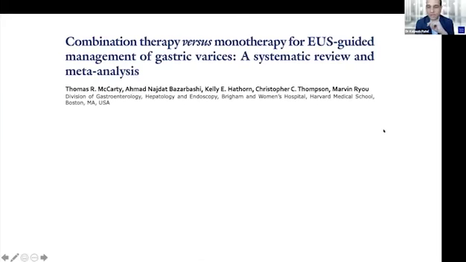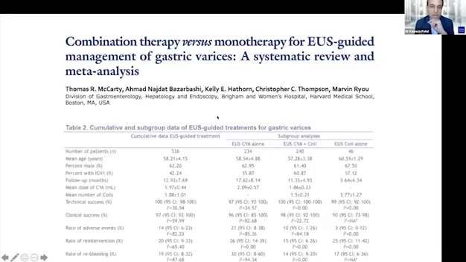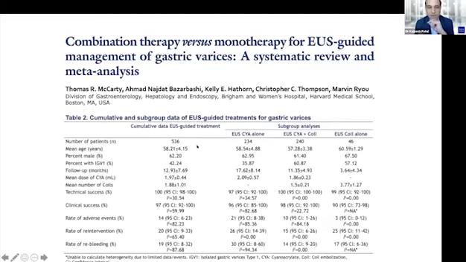Of course, once you had a few studies done, those who are clever began to perform meta-analyses of the few studies to give us some information. And this is a very recent systematic review published by the Boston group. Here they took the available studies, about over 500 patients.